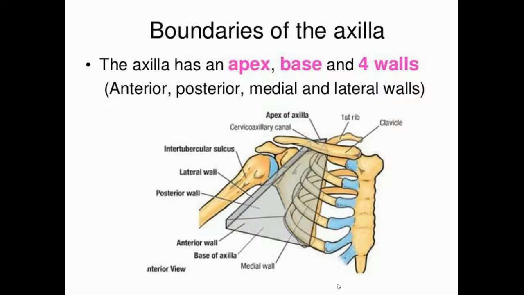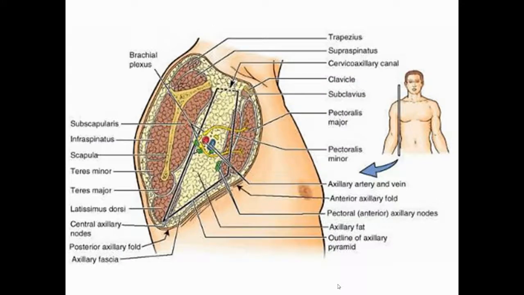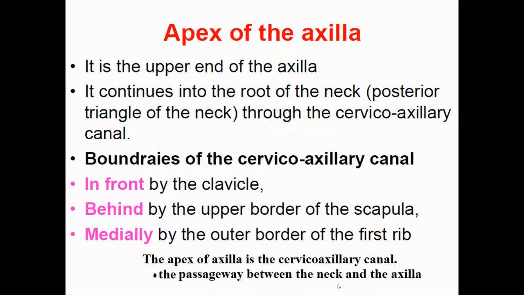Now we'll see the boundaries of the axilla. There are four walls, an apex and a base. The four walls are the anterior wall, posterior wall, medial wall, and lateral wall. Along with these walls, there is the apex and base also. There are many pictures, and I have tried to illustrate the position of the axilla, and you can see the walls, apex and base.